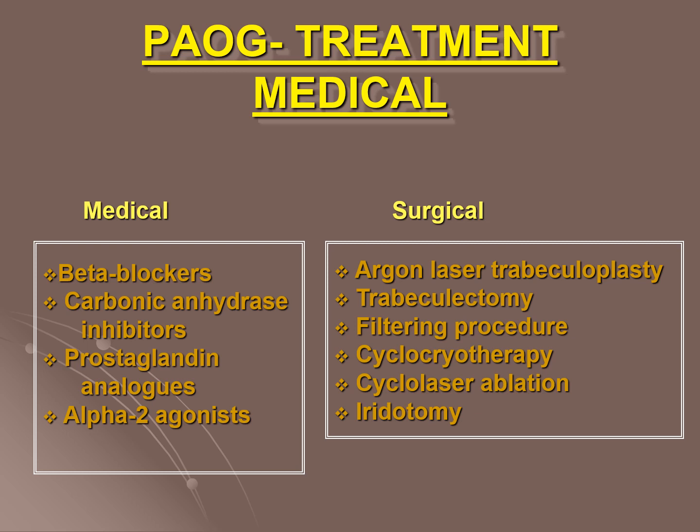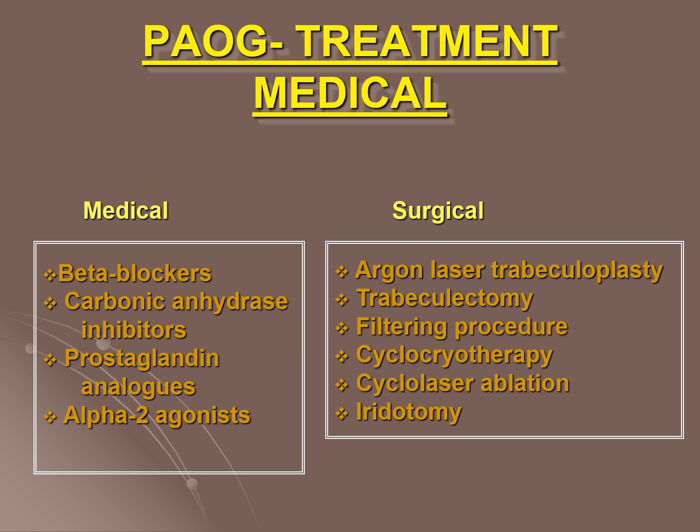Beta blockers and carbonic anhydrase inhibitors, they reduce the aqueous humor formation. Beta blockers block the beta receptors present in the ciliary body, which are essential to form the aqueous. And carbonic anhydrase inhibitors inhibit the enzyme carbonic anhydrase, which is required to form the bicarbonate, secretion of the bicarbonate, which ultimately leads to the secretion of the aqueous.